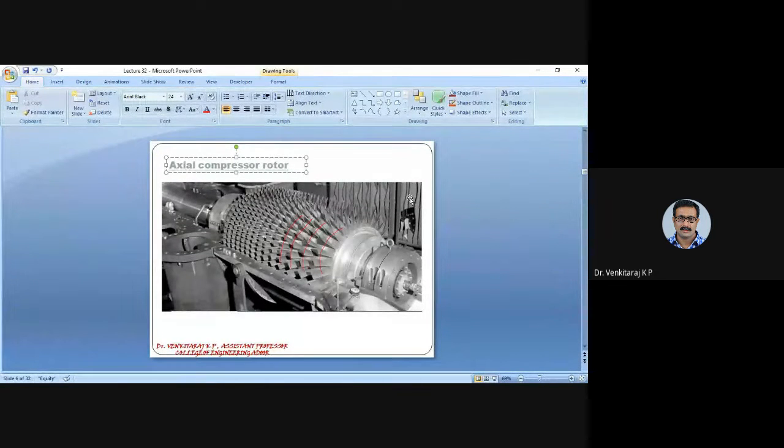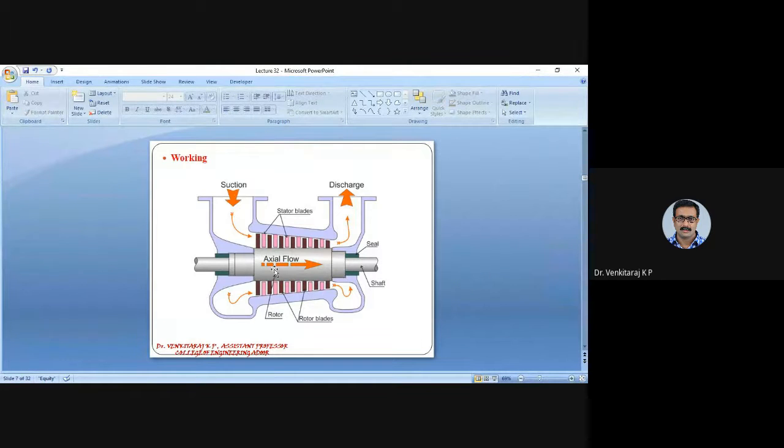That's how the rotor and blades are fixed on the rotor and stator in an axial flow compressor. Again, this is the schematic diagram representing the direction of flow through the axial flow compressor. It enters from the suction. It enters the first set of stator blades through the suction port. Then it flows to the successive stages and finally gets discharged out to the discharge port.